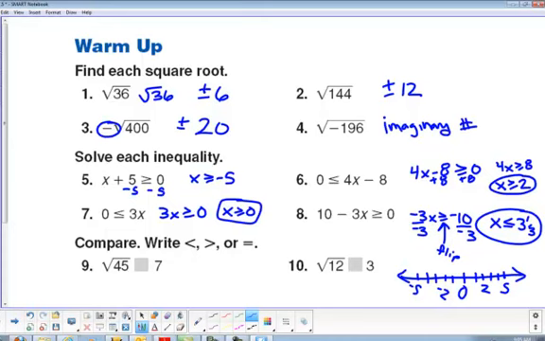So if you know that the square root of 49 is 7, then you know that this would have to be bigger. And if you know that the square root of 9 is 3, you would know that has to be bigger.